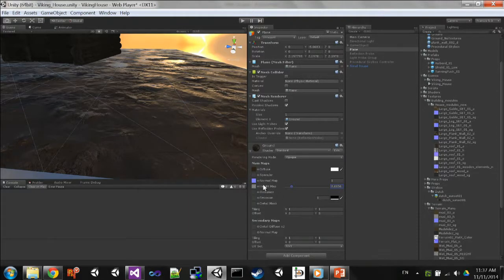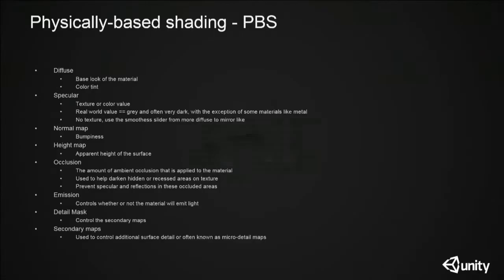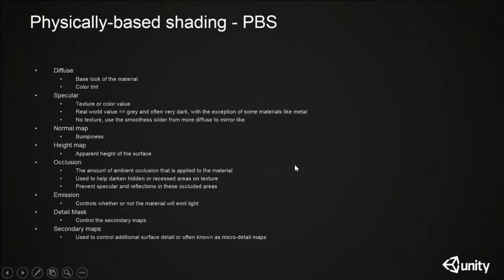We also have different other settings like occlusion, emission, detail mask, and a secondary map. All of these settings are used for, let me switch here back to PowerPoint. So the occlusion is used to darken some hidden areas or recessed areas. It will also prevent specularity and reflection in these occluded areas, so you can increase that feeling of darkened areas.